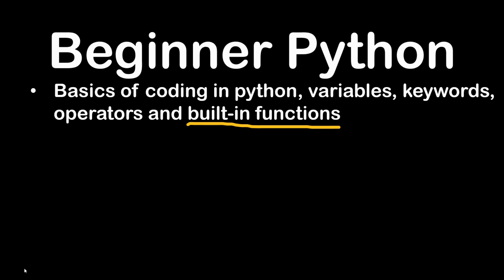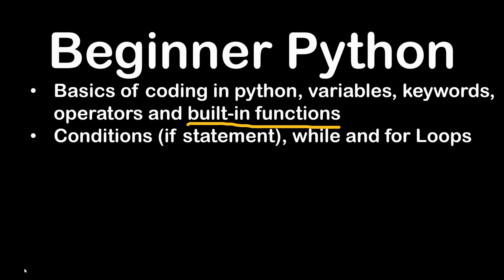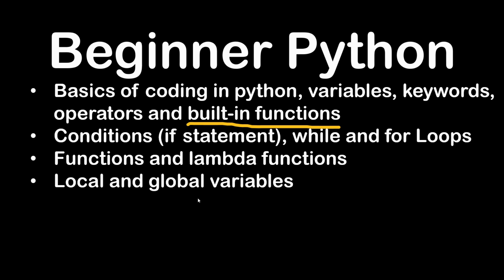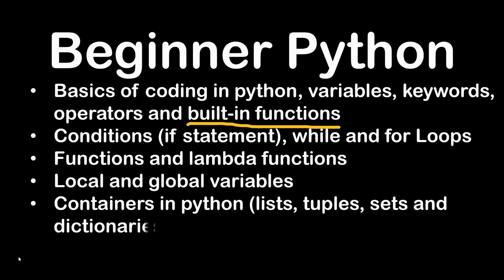Then we will talk about applying conditions and looping iterations using the while and for loops, and we will check how to create functions and Lambda functions. We also talk about local and global variables together with the functions, and then we will talk about the containers, the 4 types of containers in Python: lists, tuples, sets, and dictionaries.